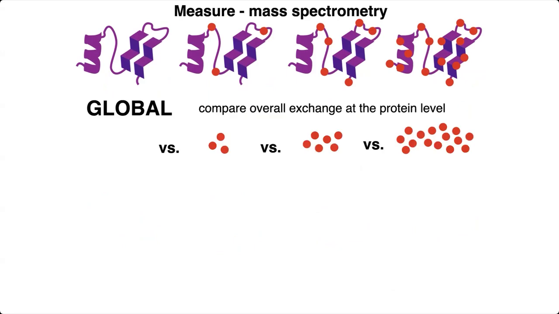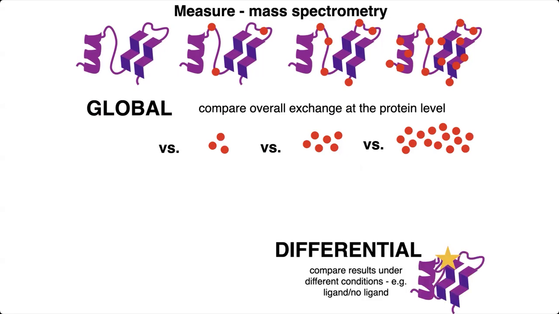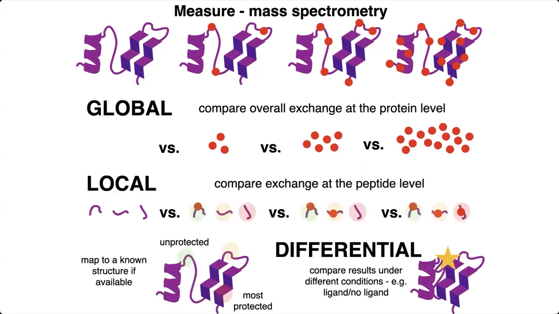If you don't cut up the protein, well, now you can just get information about the global sorts of exchange. So see if a protein overall is more or less flexible, more or less open, more or less dynamic, these sorts of things at different times under different conditions. But you don't get the very granular things that you could get if you were to do a local comparison.